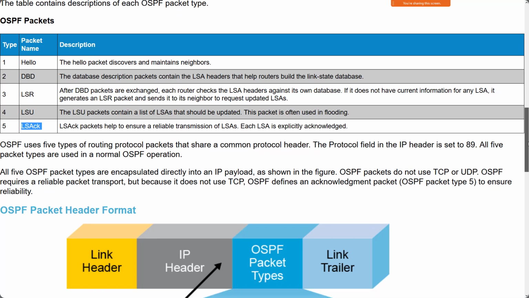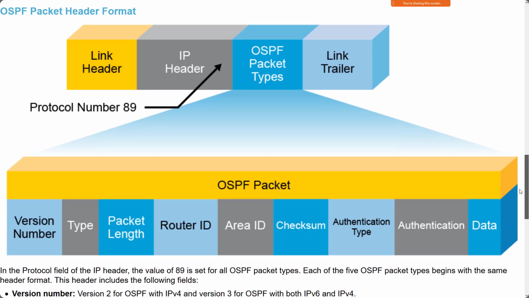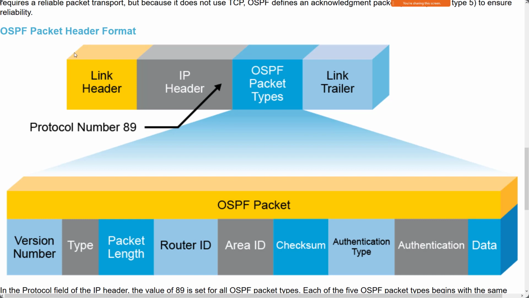All right. What is the header format? We've already seen this multiple times, but we've got our data link layer header, which is our layer 2 header. We've got our packet header, which is our layer 3 header. Inside that packet header, there's a protocol field. Protocol 89 represents OSPF. And then in OSPF, we have our OSPF packet header, which is all of these fields with the exception of the data field. So version, type, packet length, router ID, area ID, checksum, authentication type, and authentication is a standard OSPF packet header.